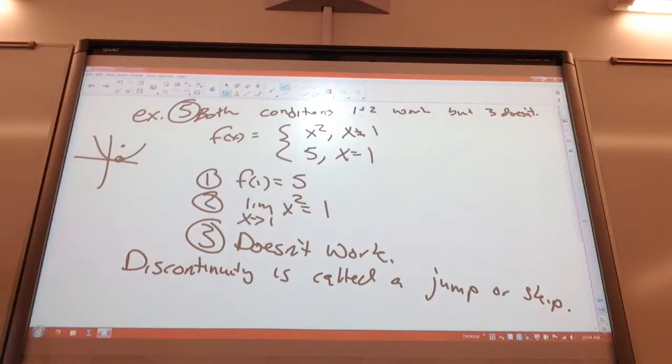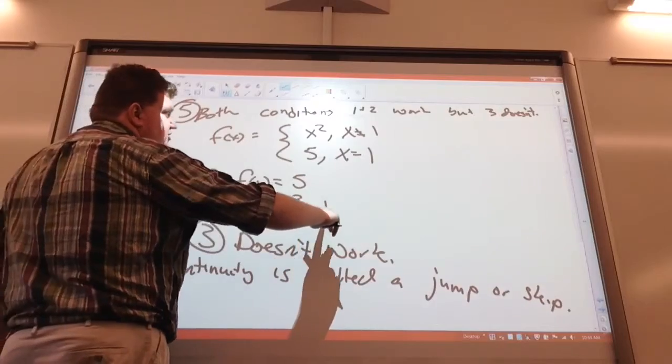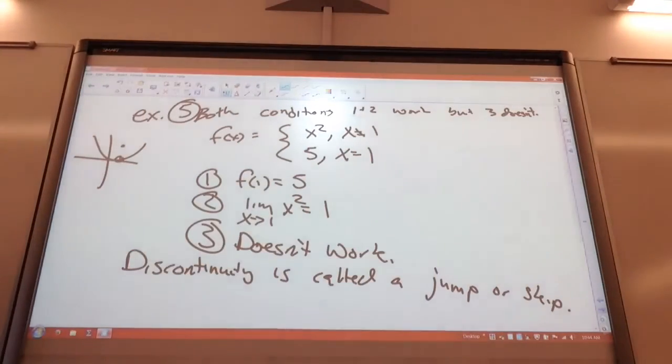So note what happens here. The first condition works. f of 1 is equal to 5, okay? The function is defined at 1, it just so happens to be 5. The limit as x approaches 1 works, okay? As x gets close to 1 from either direction, the function gets close to 1 as well. So limit-wise, it exists and is equal to 1. But is 5 equal to 1? Nope. And since 5 is not equal to 1, the third condition doesn't work. And so this thing is discontinuous, okay?